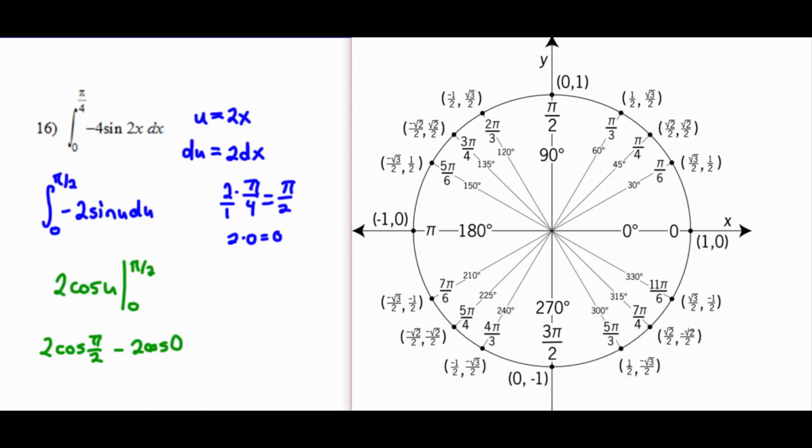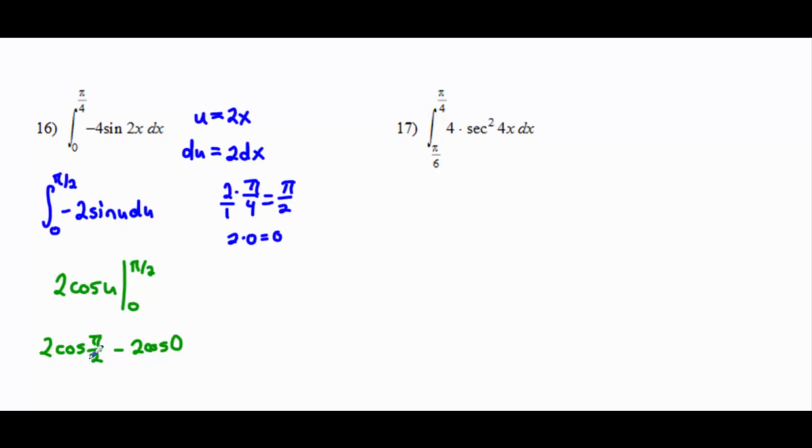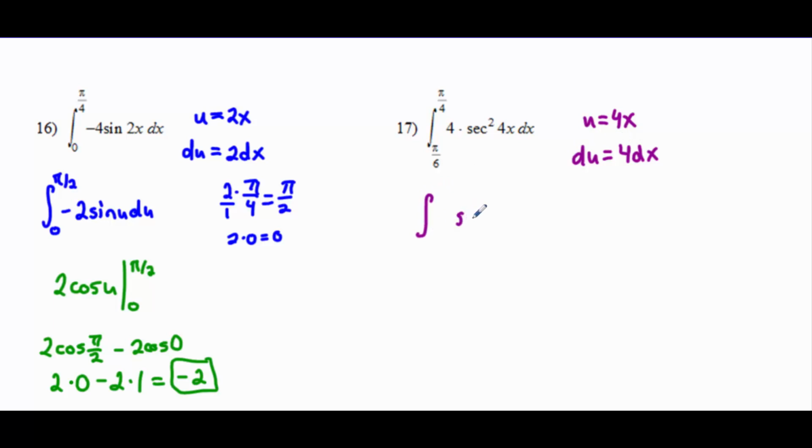So the x value at pi over 2 is 0. The x value at 0 is 1. So 2 times 0 minus 2 times 1 is just negative 2. On 17, u is 4x and du is 4dx. And that means the 4's will cancel, and this is going to give me secant squared u du.